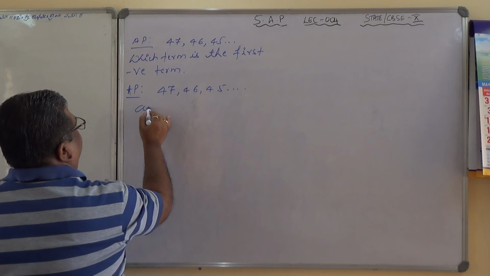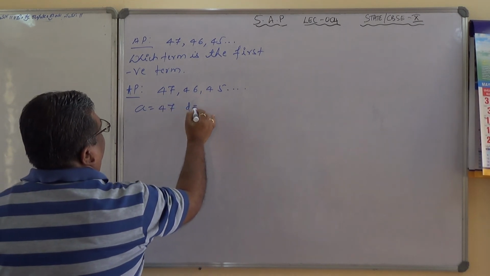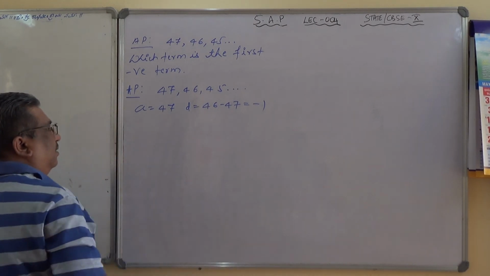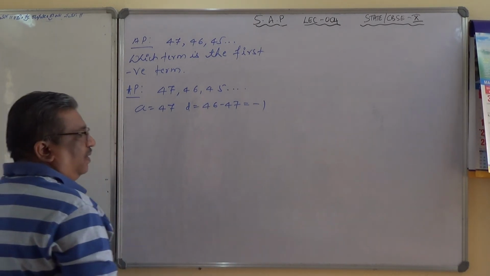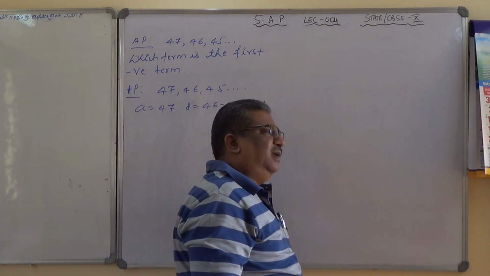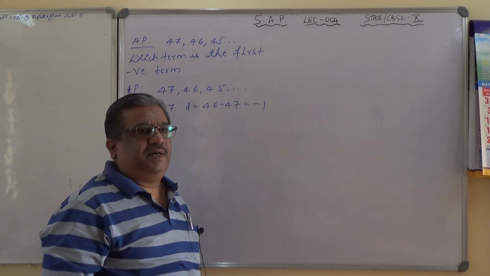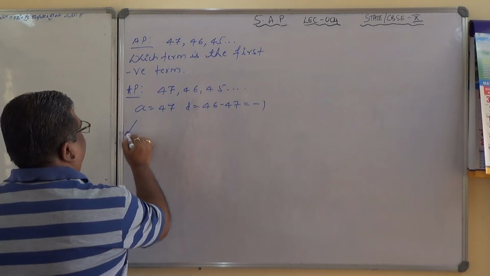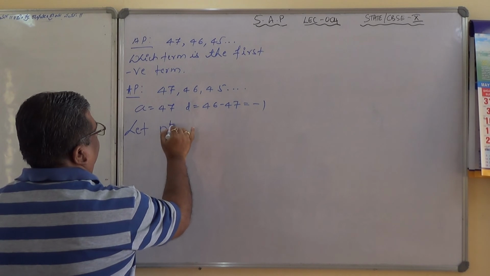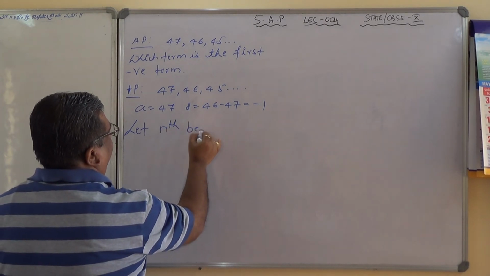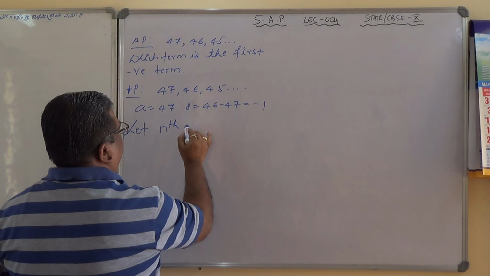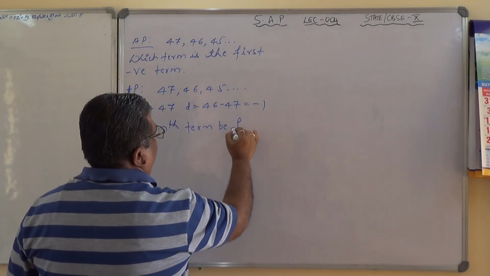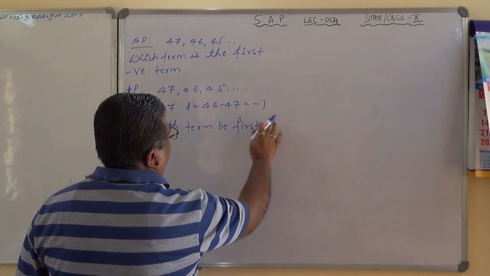A equals 47, D equals 46 minus 47, which is minus 1. And here I can assume let nth term be the first negative term. Are you able to understand it? Let nth term be the first negative term. So here I'll write, let nth term be first negative term.